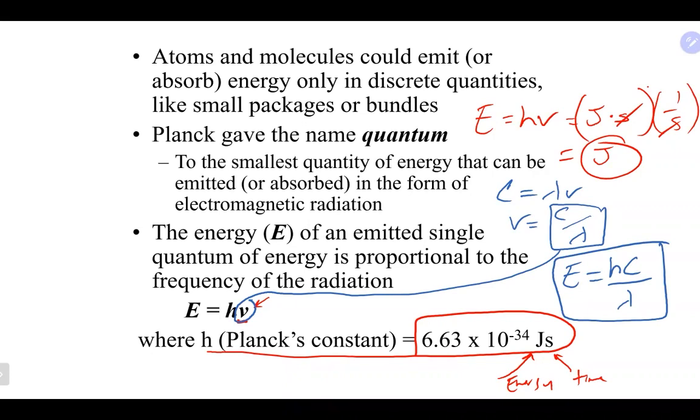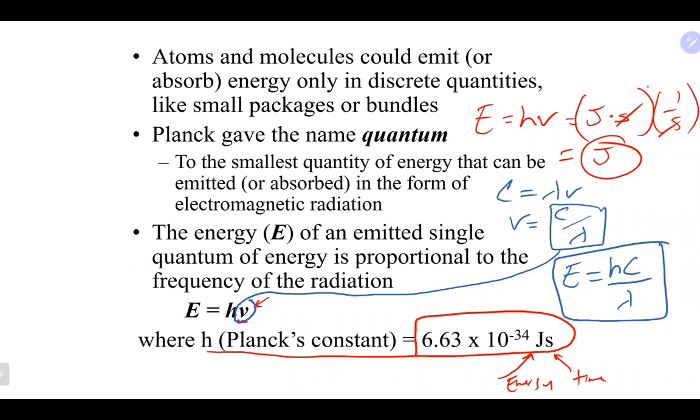So h and c are constants. That's your speed of light and your Planck's constant, and the wavelength. So this is how, if you just know the wavelength, you could plug it in there and figure out the energy associated with it. Or if you just know the frequency, you can plug it into the original one there, h times the frequency, and figure out the energy associated with it.